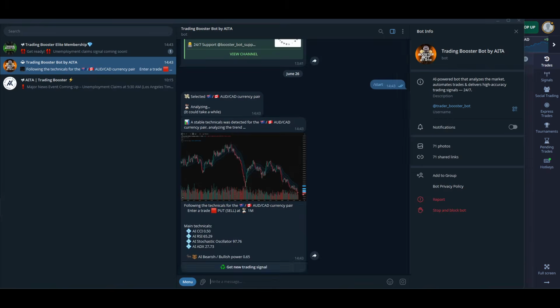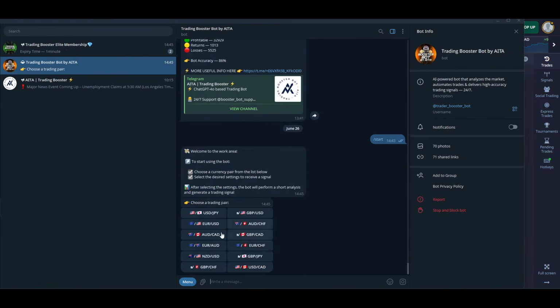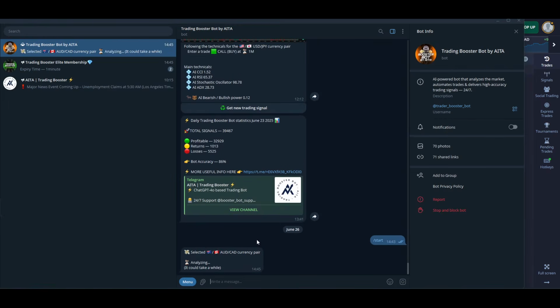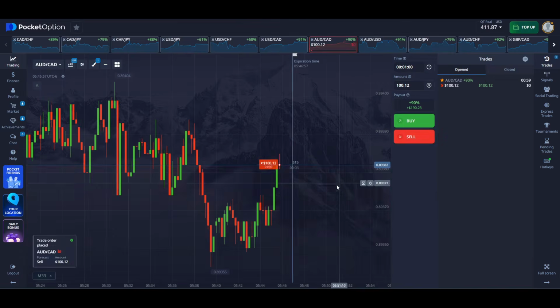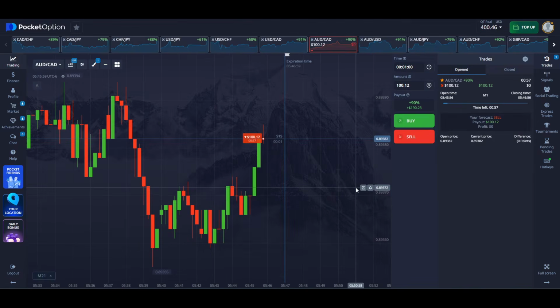For my first trade, I'm choosing the Australian dollar against the Canadian dollar. Let's select it in the bot and set the trade time to 1 minute. I'm getting a sell signal. Right from here, I open my sell trade for 20%, and now I just watch this trade. I'm not doing any analysis myself. I'm completely trusting the booster bot.